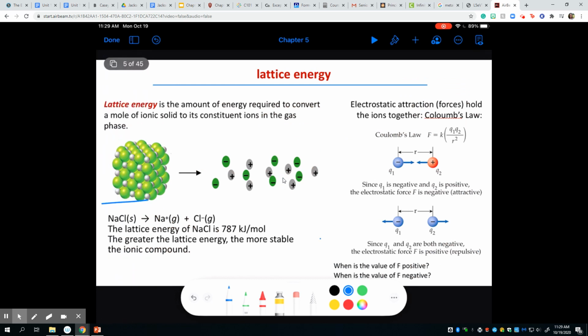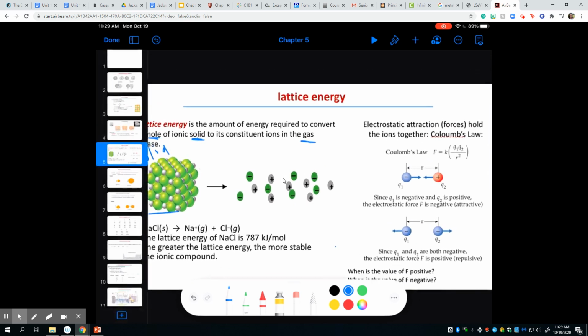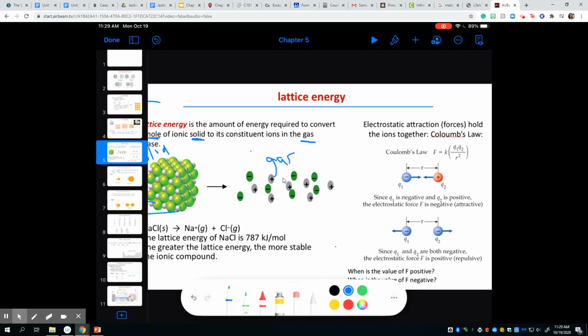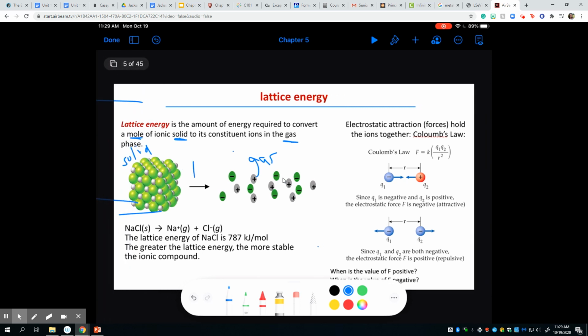Okay, so the energy that holds that lattice together is called the lattice energy. That is the amount of energy required to convert 1 mole of an ionic solid to the same amount of ions in the gas phase. So if this is our solid here, and it's going to go to gas, the question is, how much energy is that going to take? To go from a solid, neatly ordered, beautiful ion lattice structure to a randomly ordered gas.